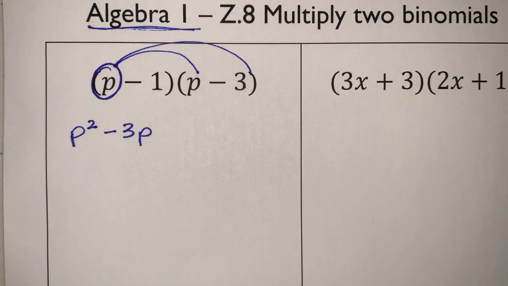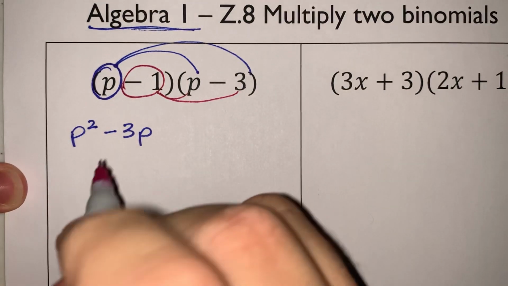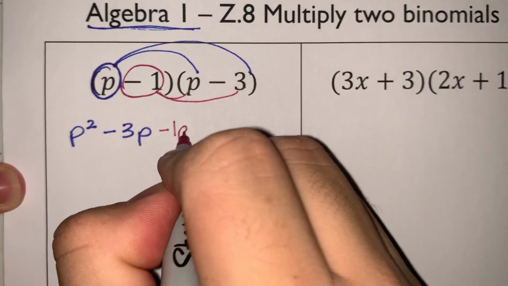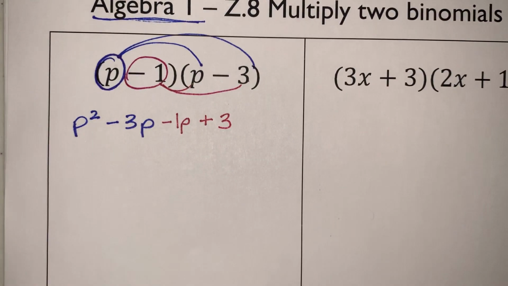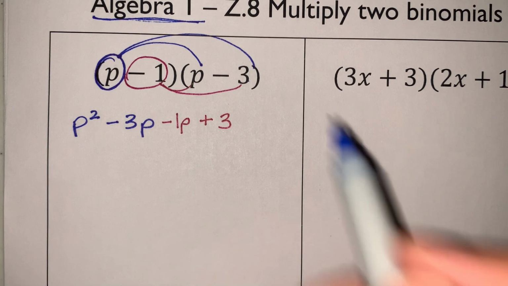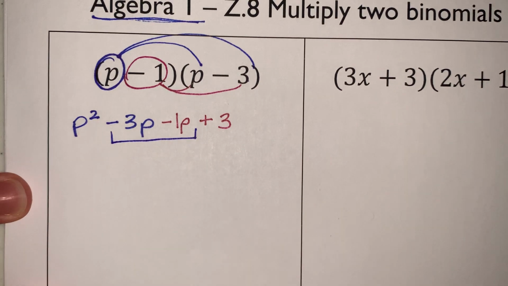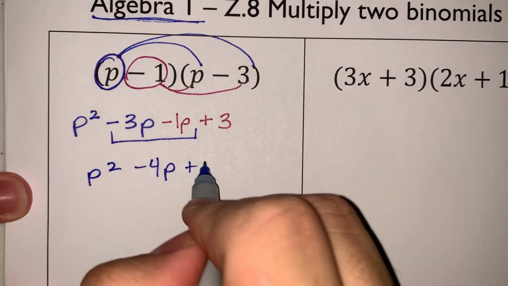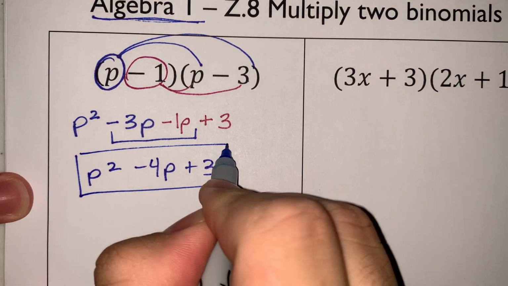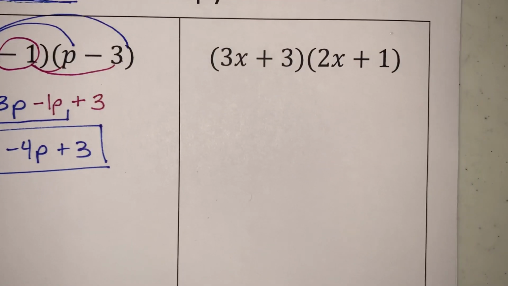Now, get a different color. Now, the other thing we're going to do is we're going to get the second term and then multiply it by both terms on the right. So -1 times p is -1p. And then -1 times -3 gives you +3. So then in the end, if we just go ahead and combine all of our like terms, usually the like terms are going to be the two middle terms. And if I were to combine those, I'd have -4p, and then just recopy the rest of it right there. And that's your answer.